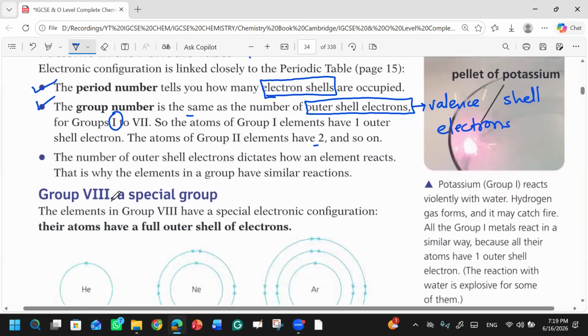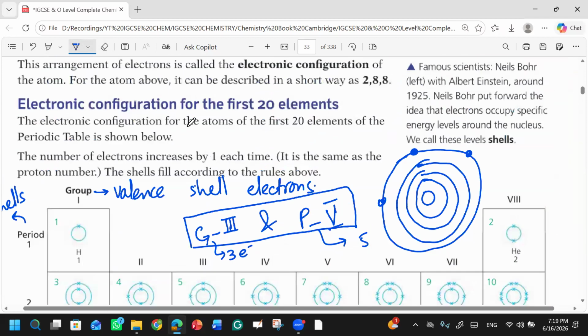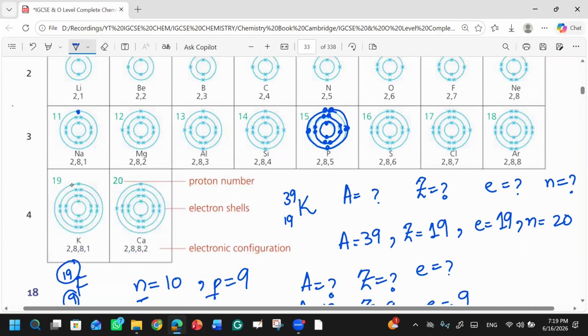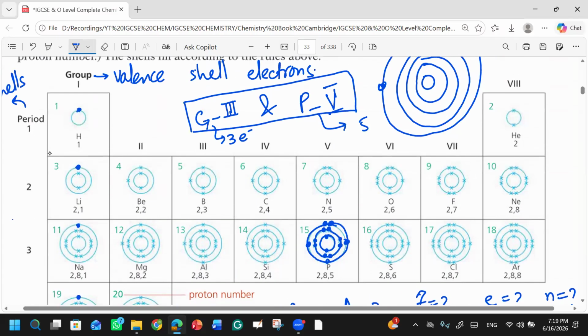The number of outer shell electrons dictates how an element reacts. The number of outer shell electrons tells us how that particular element will react. That is why the elements in a group have similar reactions. This group number tells us the number of electrons in the outermost shell. In the outermost shell there is one electron. Now they are telling us that this group number tells us how all these elements will react.